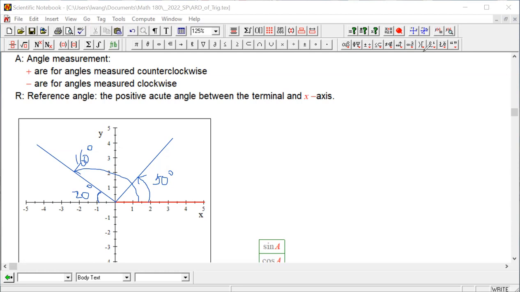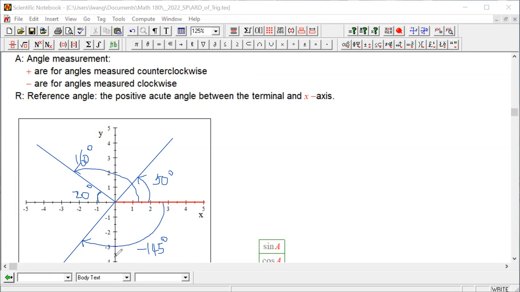Okay, another example. Suppose I measure from the standard position clockwise, and my terminal is right here. Suppose this angle is, of course, a negative angle because it is measured clockwise. So this angle is going to be negative 145 degrees, just for an example.